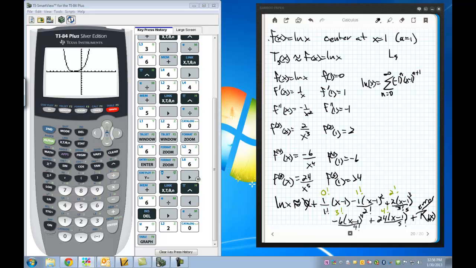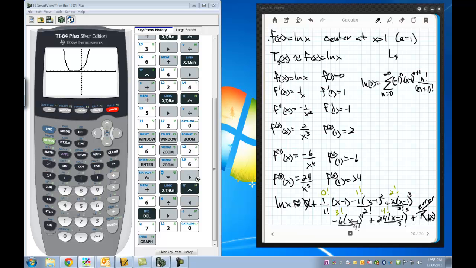When n is 0, I get 0 factorial over 1 factorial. When n is 1, I get 1 factorial over 2 factorial. When n is 2, I get 2 factorial over 3 factorial. When n is 3, 3 factorial over 4 factorial. Whoa, that's crazy. So it appears that I'm getting n factorial over (n plus 1) factorial.